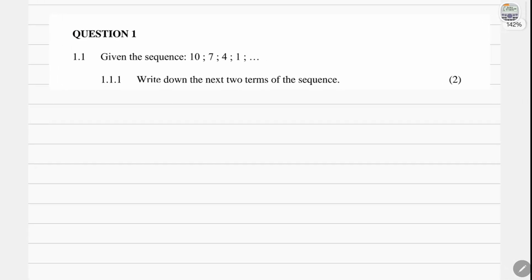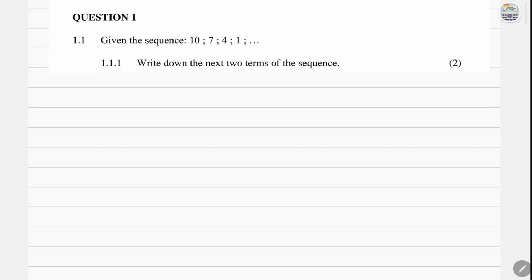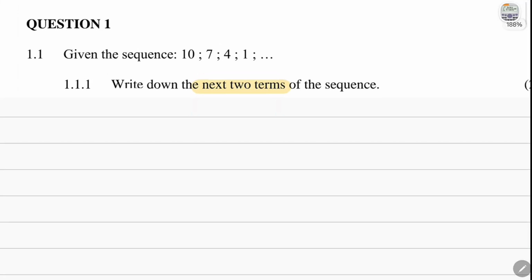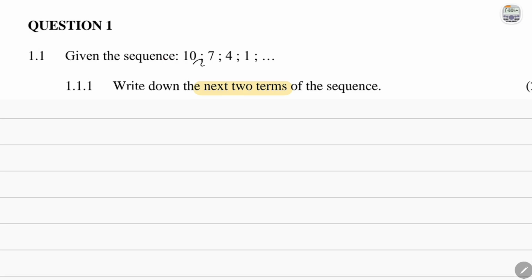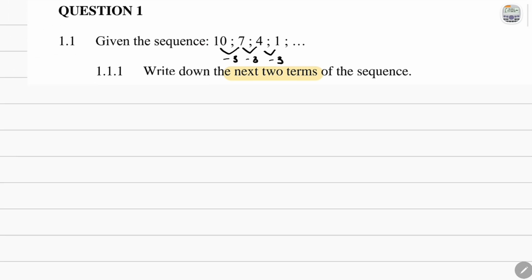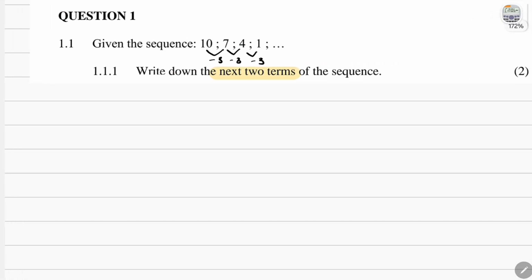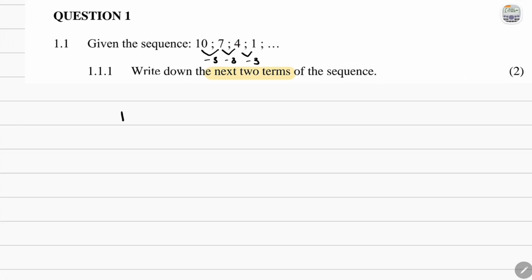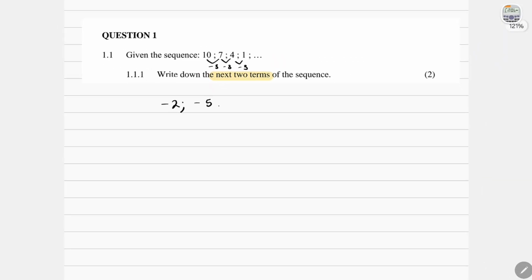Question 1.1 says, given the sequence 10, 7, 4, and 1, write down the next two terms of the sequence. Do you see how the sequence is moving? From 10 to get to 7, we would say minus 3. From 7 to 4, also minus 3. And from 4 to 1, minus 3. So we are just subtracting 3 to get the next term. The next term would be 1 minus 3, which gives us negative 2. Then negative 2 minus 3 gives us negative 5, and those are the next two terms.